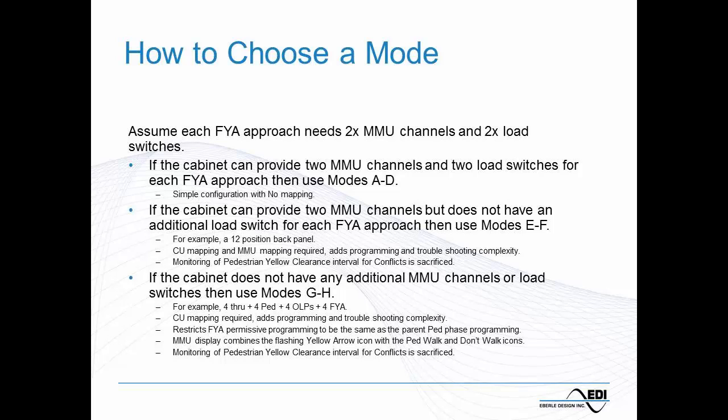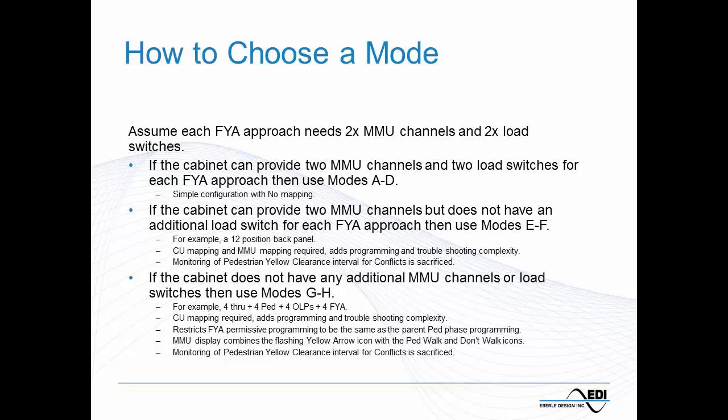If we have enough spare MMU channels, but we do not have enough load switches to add flashing yellow arrow, then we have to start making some trade-offs. This would bring us into modes E through F. For example, we may have only a 12-position back panel. Now we're adding 4 more load switches, 4 more channels. Well, we don't have the load switches. So we'll see when we get into modes E through F, we can remap the controller to reutilize Ped yellow outputs and spread those out onto our spare channels.